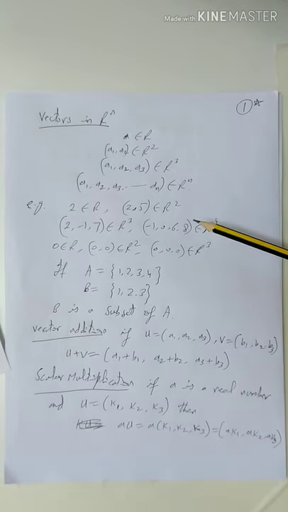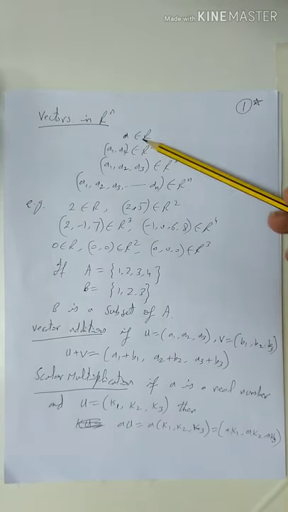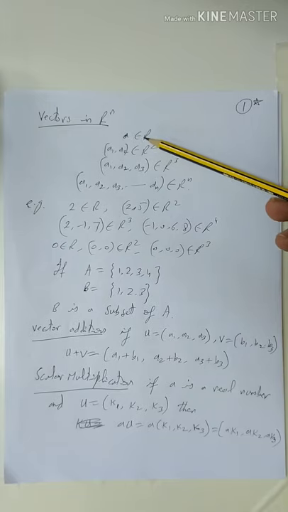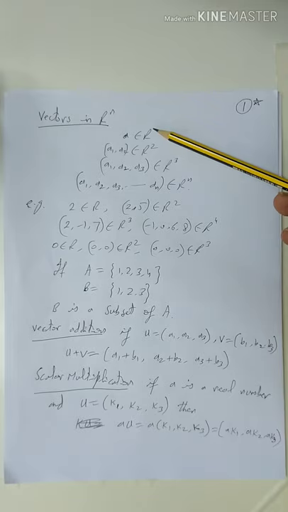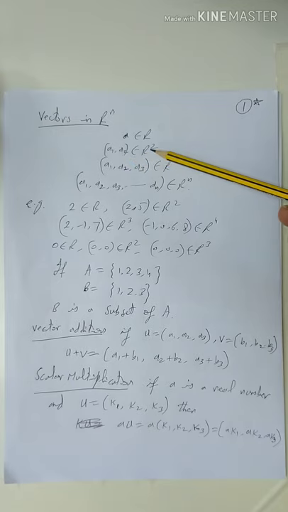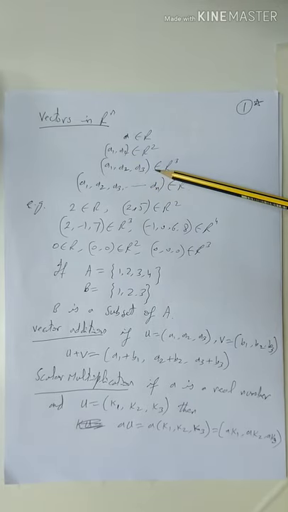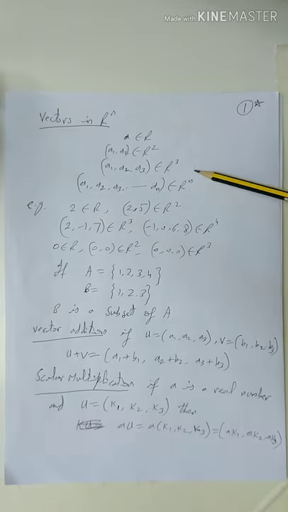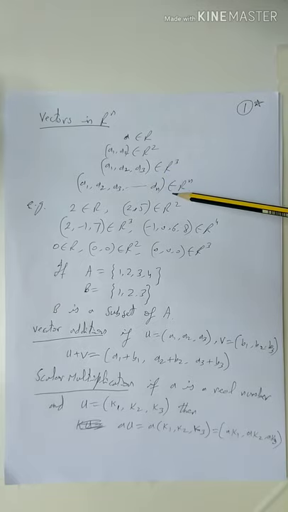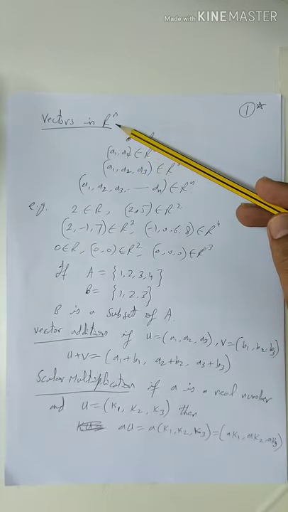Now, vectors in R^n. If we write only a, where a is any real number, that is a vector in R to the power 1, you can say R^1. If I write two numbers here, a1, a2, an ordered pair like this, that belongs to R squared, just like your XY plane. If I write a1, a2, a3, three numbers, that belongs to R cubed. R cubed means three dimensions. Similarly, we can write for the fourth dimension and for n dimensions. So (a1, a2, a3, ..., an) belongs to R^n. So this is called vectors in R^n.